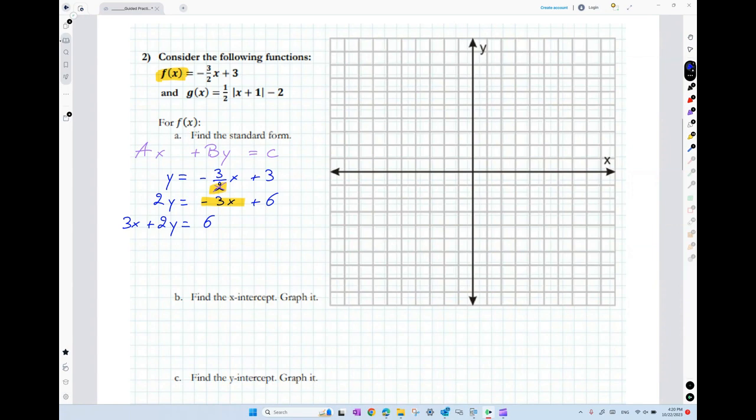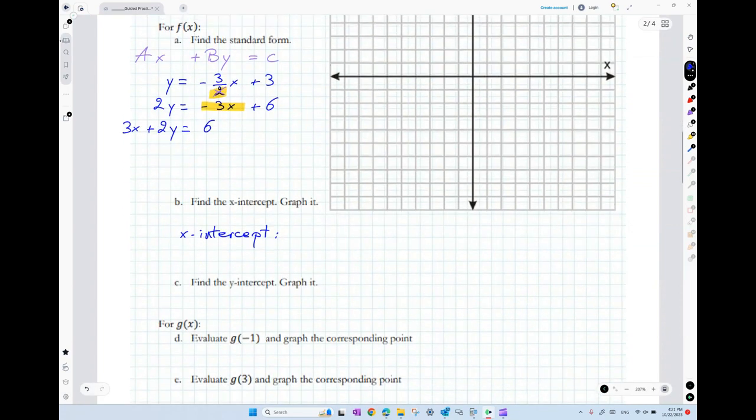Now, find the x-intercept. So the x-intercept would be c divided by a. In that case, 6 divided by 3, which is 2. 6 over 3, which is 2. 1, 2.